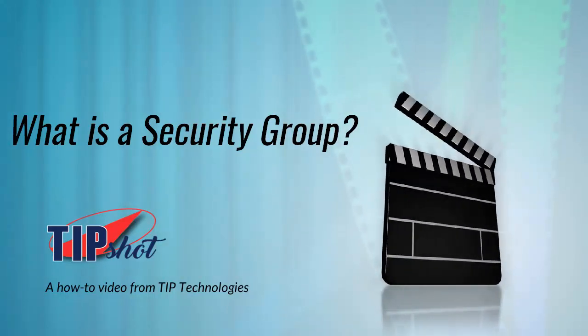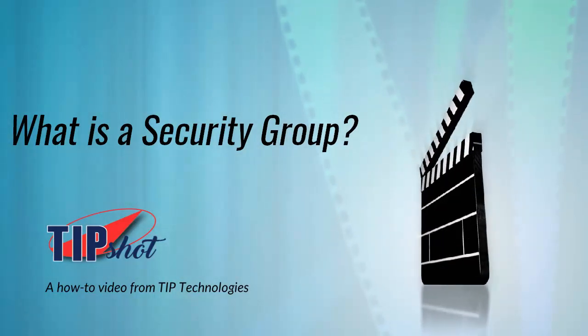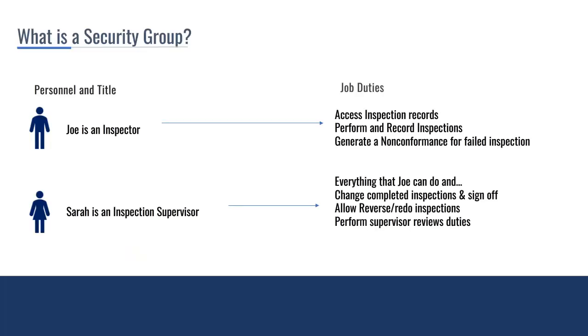Today we're going to be looking at security groups in TIPQA. Security groups define access to the various modules in TIPQA. They can be configured to allow or deny access to drop-down menu choices, give or deny the ability to print documents, and can allow or deny the ability to access document types in the various modules. They're typically set up to mirror functional responsibilities within your organization.